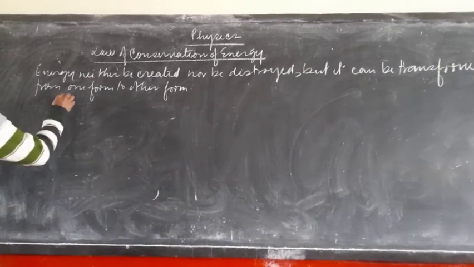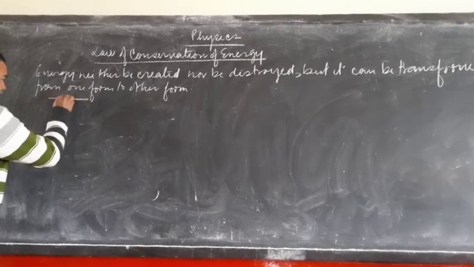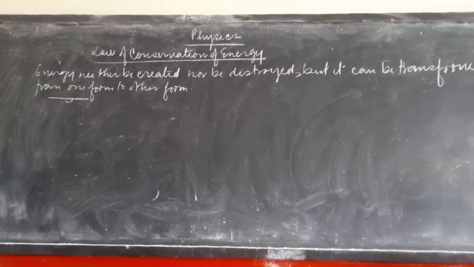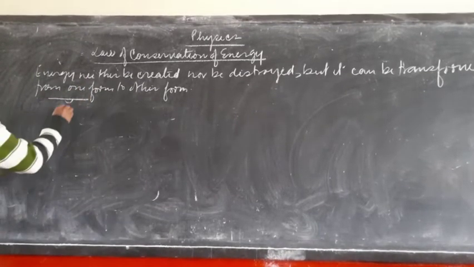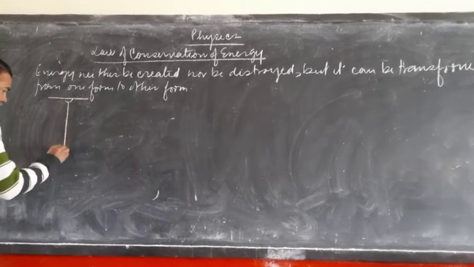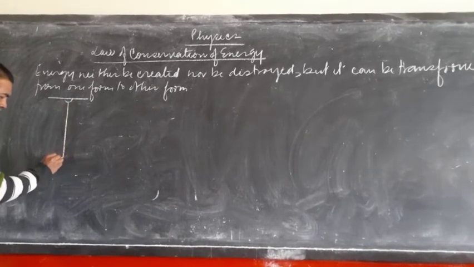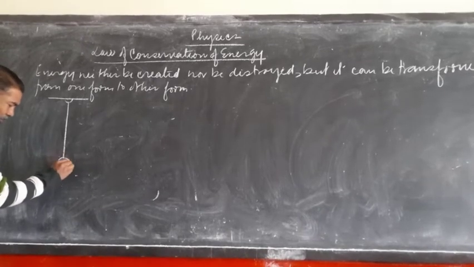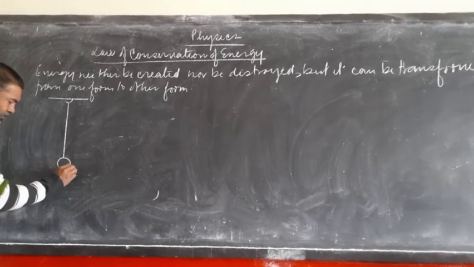Now, here we are going to prove this with the help of a simple pendulum. That is also mentioned in your NCERT. What is a simple pendulum? A simple pendulum is a bob. This one is known as a bob.